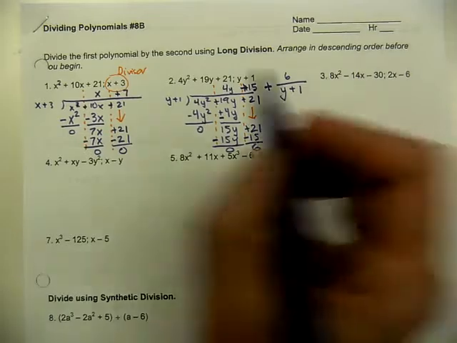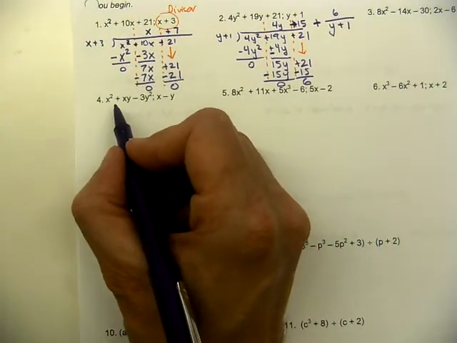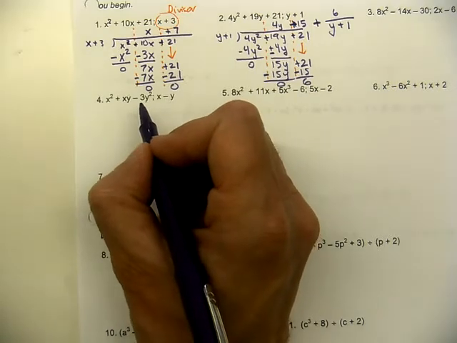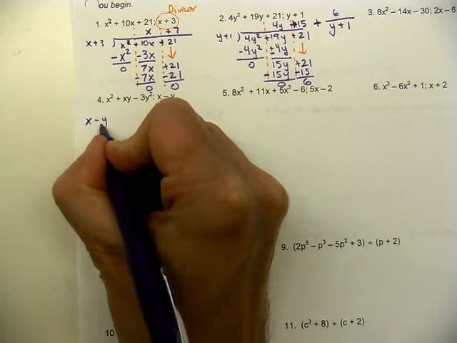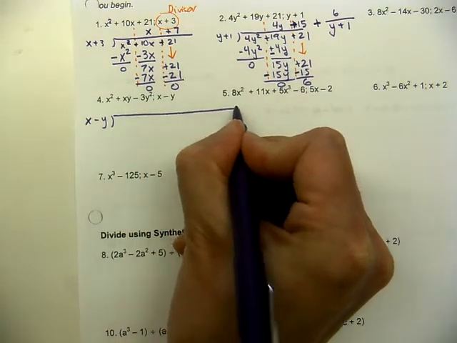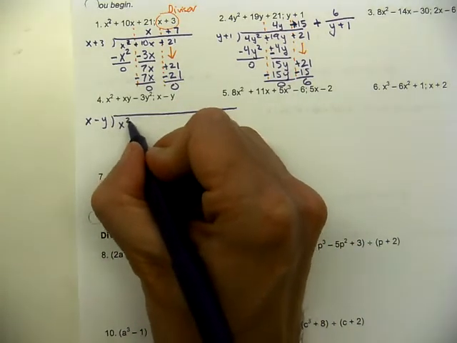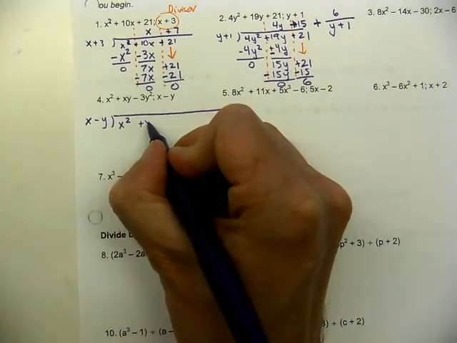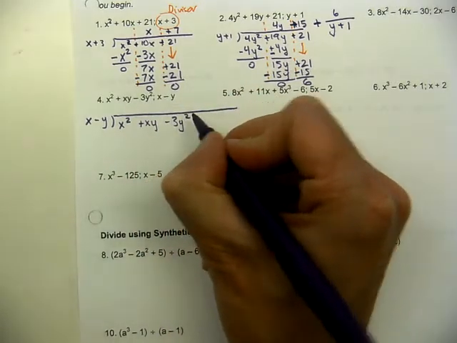Let's jump over to number 4. This one is a bit more of a challenge because now we have two variables. We have both x and y represented. But here's the divisor, x minus y. I need a long division bracket for this one. We have our x squared. We have a term of plus xy, and then we have a term of minus 3y squared.